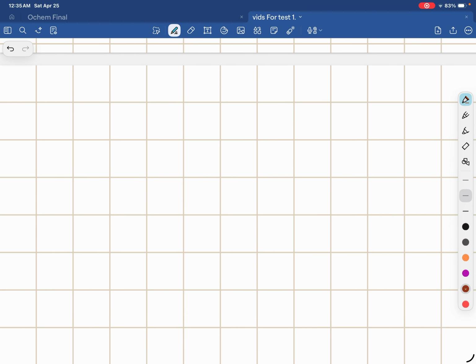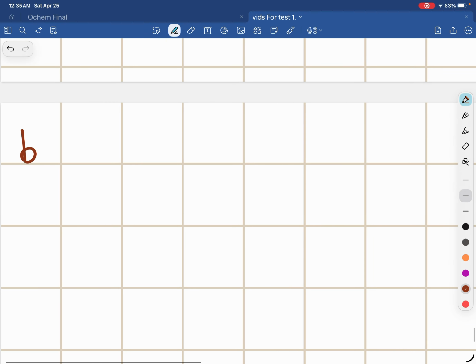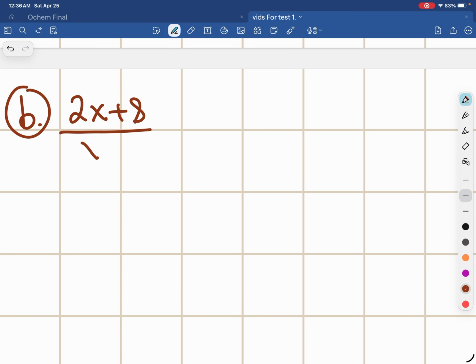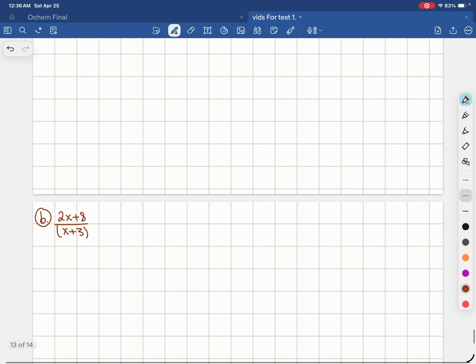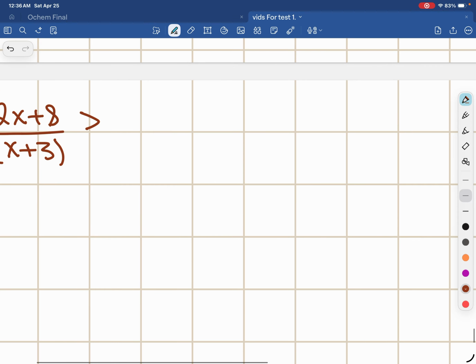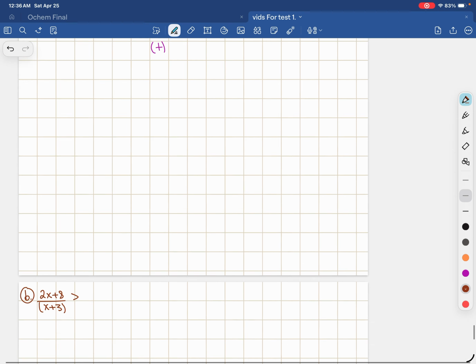Part B is going to ask us to do something really similar, just a little bit different as far as what our problem looks like. So part B will give us 2x plus 8 all over x plus 3. And this is another great area to look for restrictions when we're talking about rational functions. So just to make sure you understand, this is a polynomial inequality, this is a rational inequality, and the only difference here is that we can see a restriction if we're talking about a polynomial.